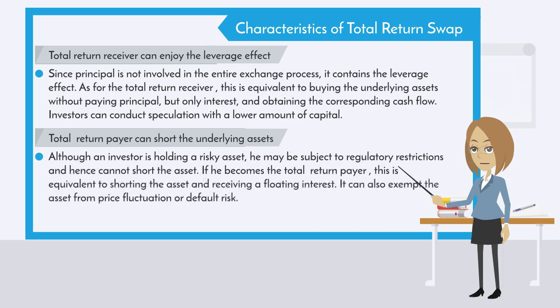On the other hand, the total return payer can short the underlying assets. Although an investor is holding a risky asset, he may be subject to regulatory restrictions and hence cannot short the asset. If he becomes the total return payer, this is equivalent to shorting the asset and receiving a floating interest. It can also exempt the asset from price fluctuation or default risk.